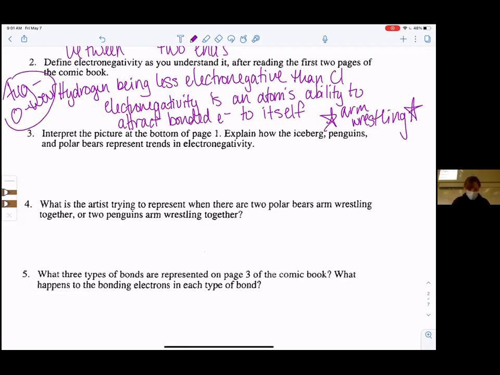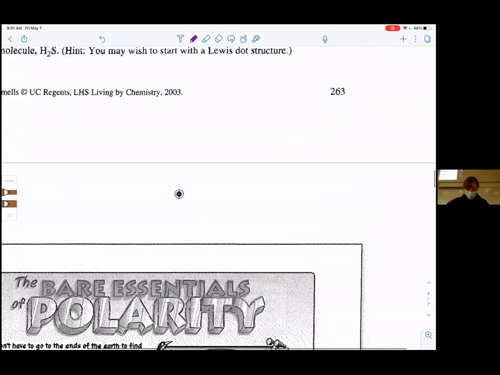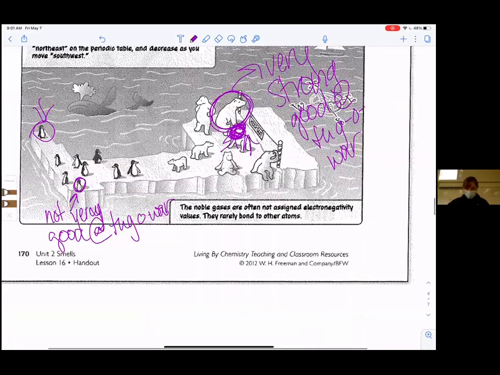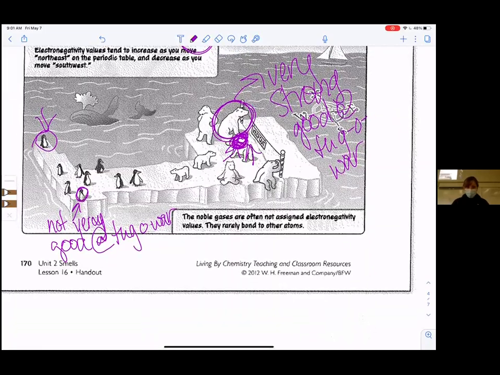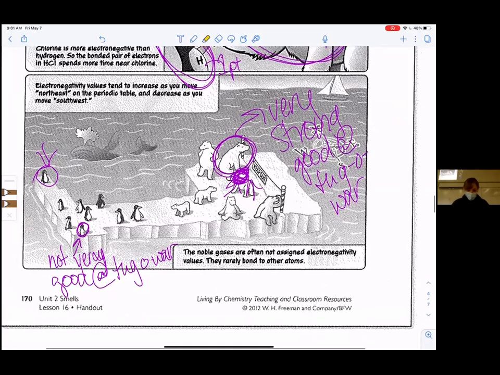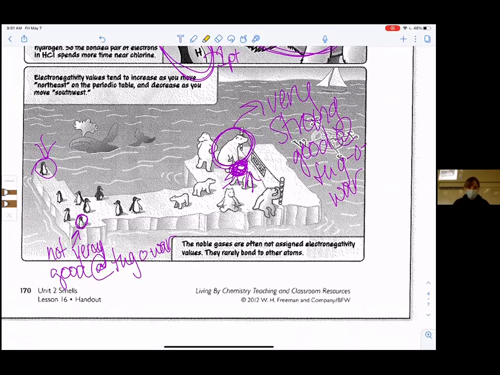So then they want us to look at the picture at the bottom of page 1 and explain how the iceberg, the penguins, and the polar bears represent trends in electronegativity. So I'm going to try to do this fast. It didn't work. You have to watch it. All right, so it wants to know how this is representing the trends in electronegativity.